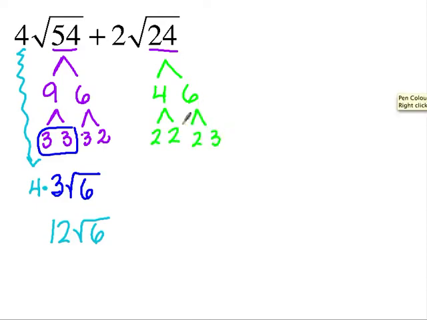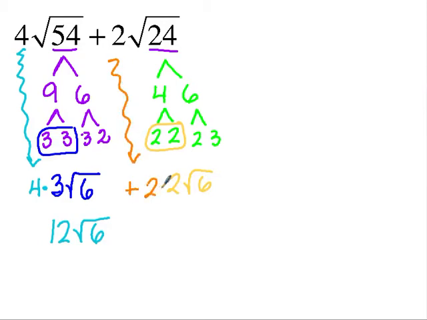So I can take out a pair of 2's. So really that's 2 root 6. But you need to bring down this plus 2. So really, what does that become? 4 root 6. So now, what is my final answer going to be on this problem?